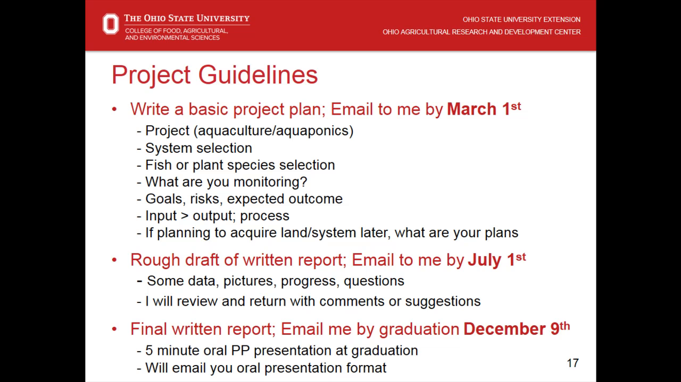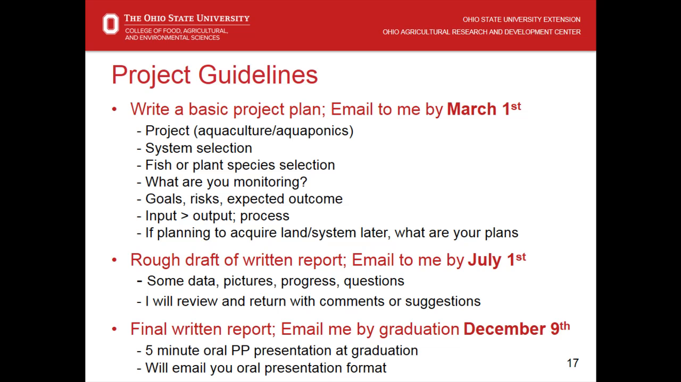Like I said, what fish or what plant species are you going to select to utilize in your project? If you're doing aquaponics, what kind of plants do you want to grow? If you're doing just aquaculture, what kind of fish are you going to be dealing with? And what are you monitoring? So in your aquaculture system, are you doing DO? Are you doing pH? Are you checking weight, length? What are you doing with your fish? How many times are you doing it? Kind of what your plan is.